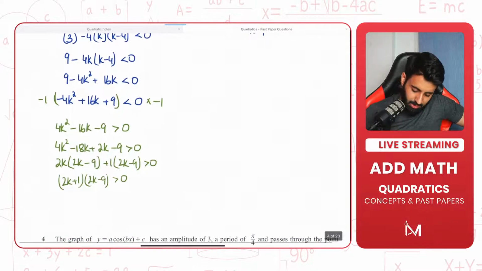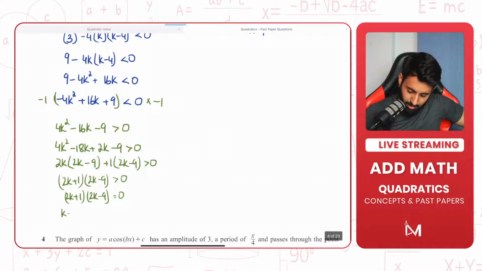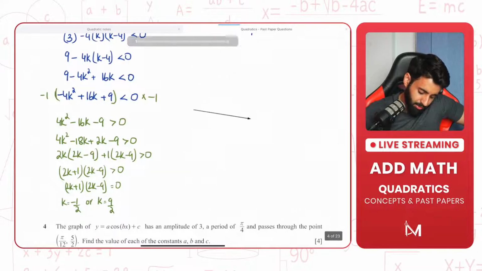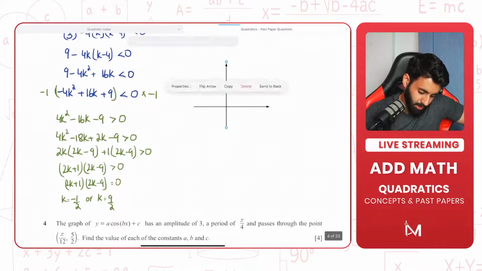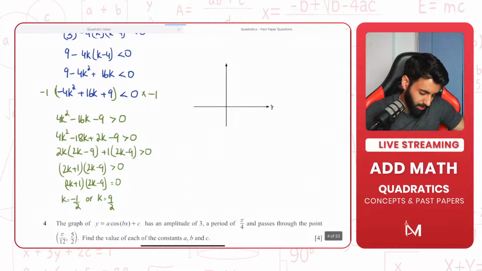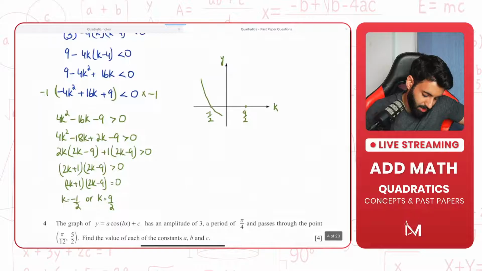For a minute, let's assume that this is a quadratic equation, which means 2k plus 1 into 2k minus 9 is equal to 0. If we solve this like a quadratic equation, that means k would be equal to minus 1 upon 2 or k would be equal to 9 upon 2. That means that we are looking at a quadratic curve which cuts the x-axis. Now, you might think that this is k, but we are making it on the x-axis. That's okay, nothing to worry about. Just think of x as k. Okay. So we have intercepts as 9 upon 2 and minus 1 upon 2. So we're just making a rough sketch here.